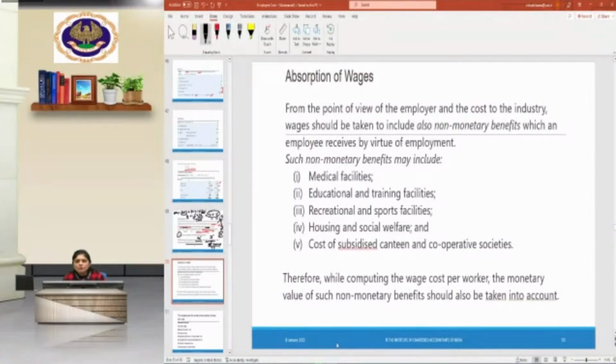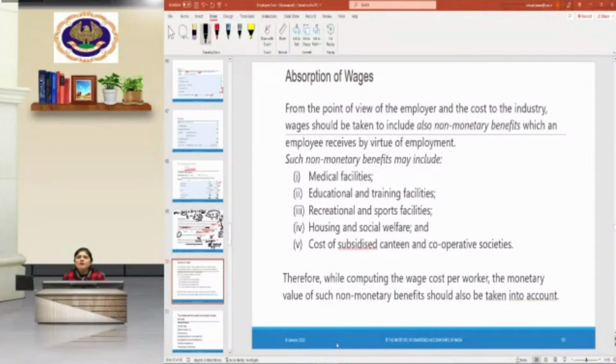Therefore, while computing the wage cost per worker, we are not talking about earnings now. We are thinking from the point of view of the organization. It's not necessary that the total amount of this wage cost will be given to the worker. Whatever is given to the worker will be called the earnings of the worker. But when we calculate the labor cost per hour, we actually calculate from the point of view of the organization. We calculate it for costing purposes.